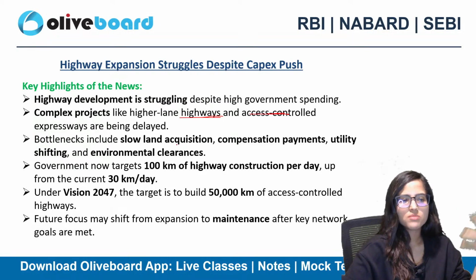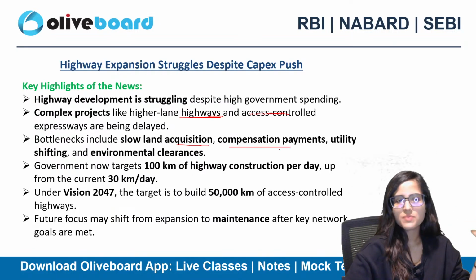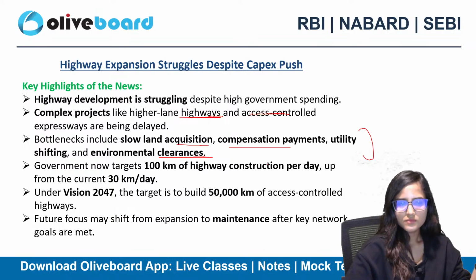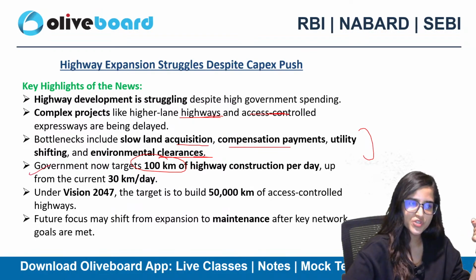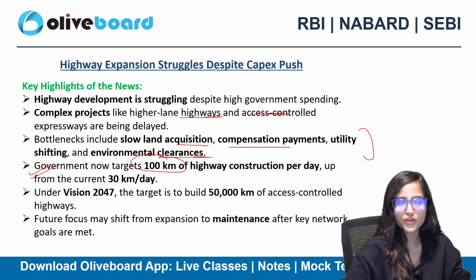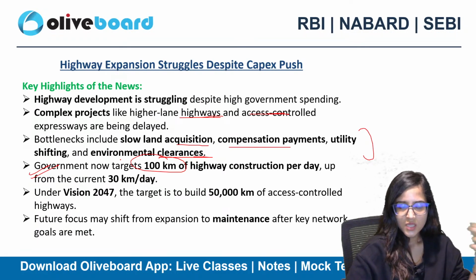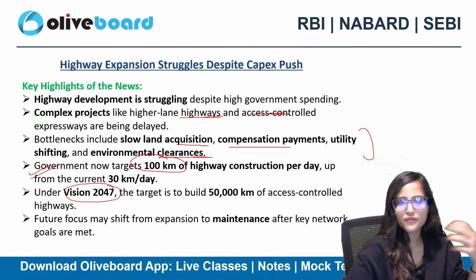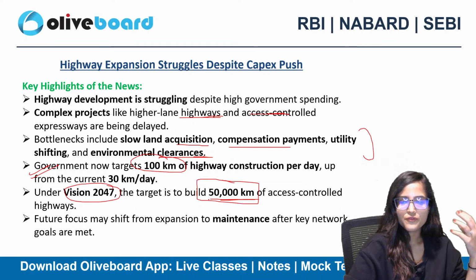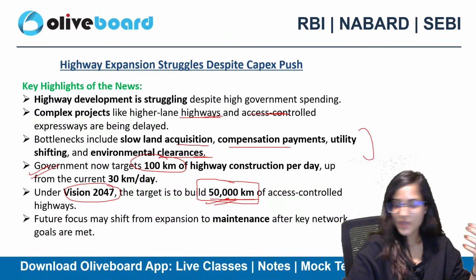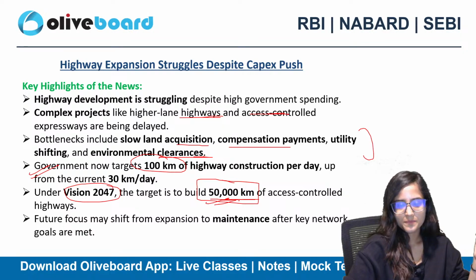But we can see the problems are slow land acquisition, compensation payments, environmental clearances. These are the issues that are happening. And now our aim is 100 kilometers of highway construction per day. So such a question can be asked: what is the target of the government? Under Vision 2047, the target is to build 50,000 kilometers of access controlled highways. So this is the overall target, 50,000 kilometers of highway to be built by 2047.